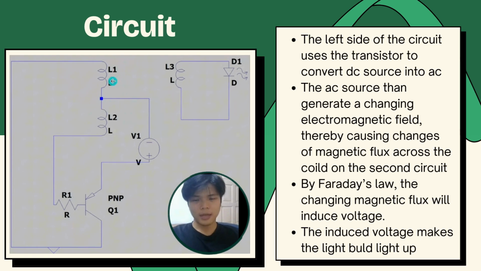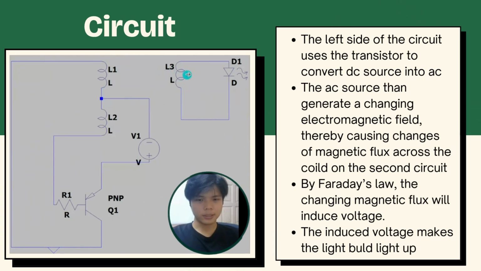So after an AC source is generated on the coil, it will generate a changing electromagnetic field. This changing electromagnetic field will change the magnetic flux in the secondary circuit. This changing magnetic flux will produce an EMF on the secondary circuit based on Faraday's law. The produced EMF will produce a current, and this current will light up the LED bulb on the secondary circuit.